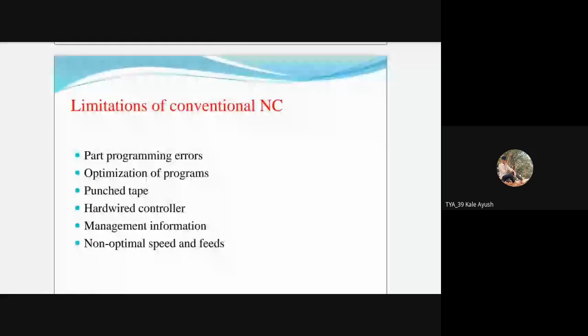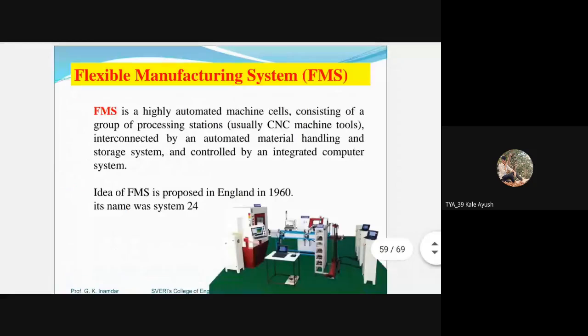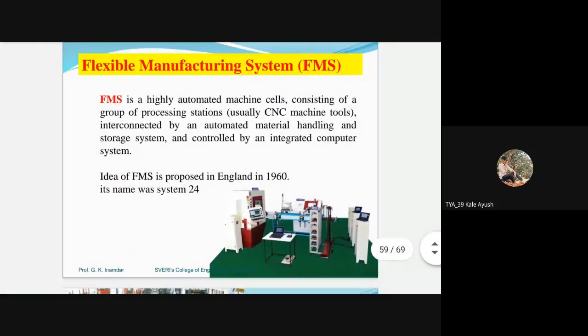Non-optimal speed and facts. So whatever the speed, due to the inertia and due to the torque, that will happen. Some limitations are also available. Now the next point is FMS, flexible manufacturing system. So this is also very important. Till now, do you have any doubt?